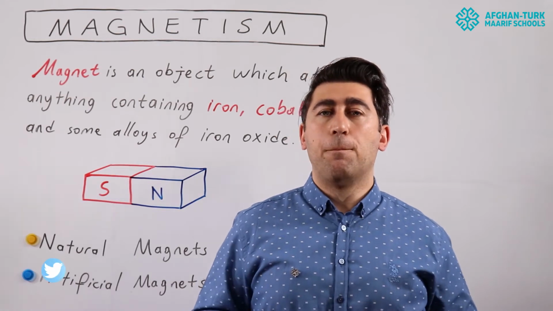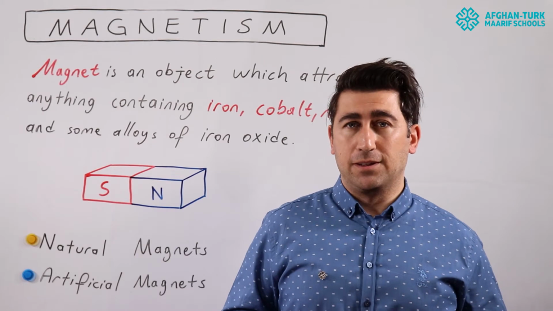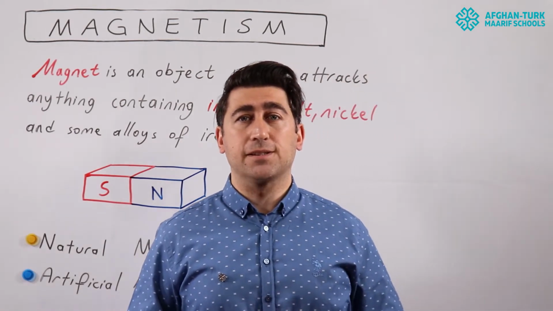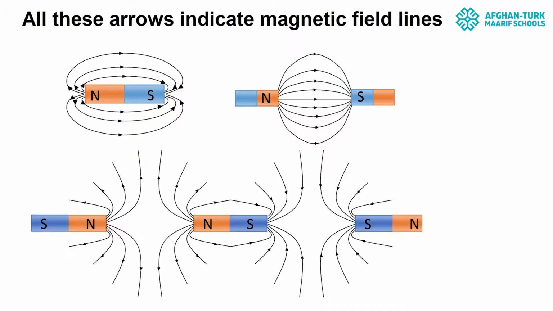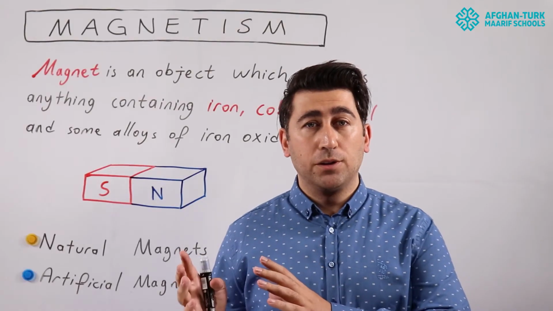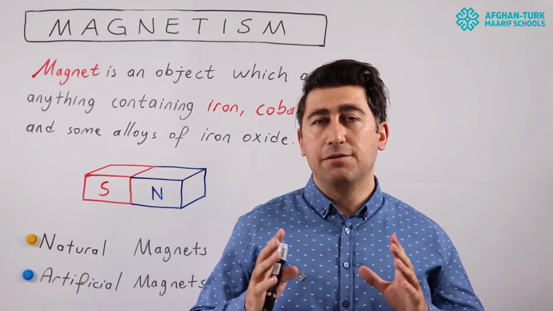The area of magnetic force around the magnet is known as its magnetic field. Because of magnetic fields, magnets can interact without even touching. Magnetic field lines around the magnet are invisible. They spread out from one pole, make a curve, and return to the other pole. They never cross each other.